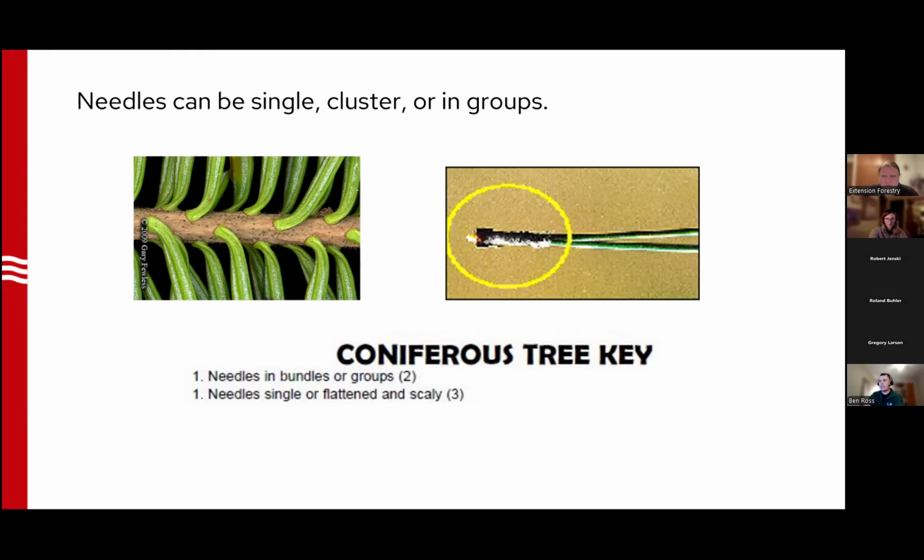Another thing to look at is if it's flattened and scaly, like a white cedar, which has more of those scaly foliage on it. So that's going to help us break it down.